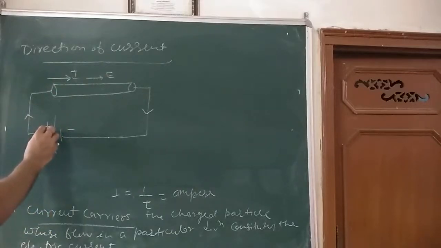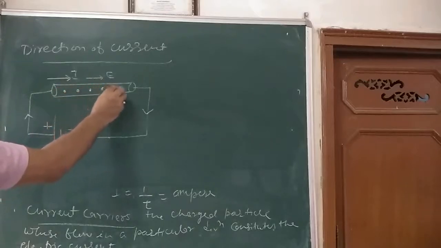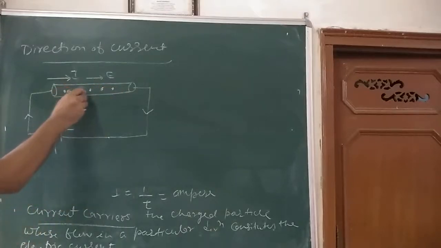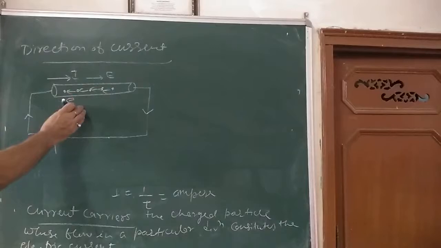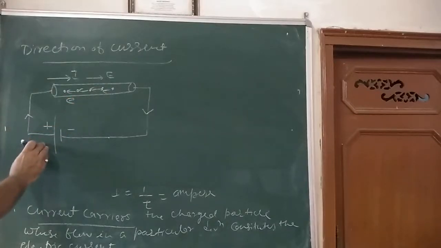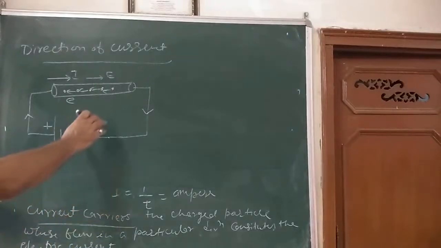Here is the positive electrode, here is the negative electrode. So electrons present in the conductor will shift towards the positive end of the conductor. It is the direction of electrons. This current which flows due to the electrons is called electronic current, and this current which flows due to the applied electric field is called conventional current. Is it clear?